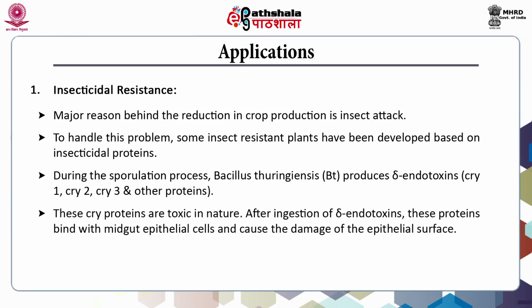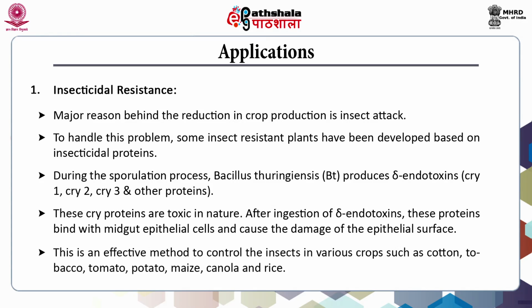These Cry proteins are toxic in nature. After the ingestion of endotoxins, these proteins bind with the midgut of the epithelial cells and cause the damage of the epithelial surface. This is an effective method to control the insects in various crops such as cotton, tobacco, tomato, potato, maize, rice and canola.